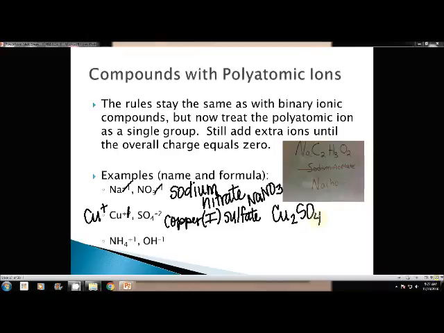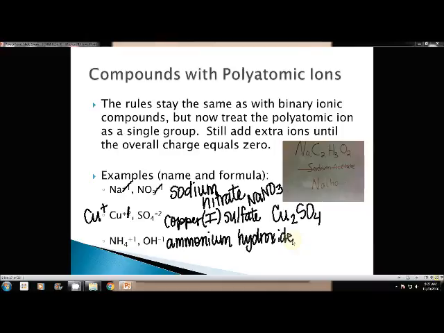Alright, the last one shows us that we can add two polyatomic ions together, because we do have one positive polyatomic ion, and that one is ammonium. And then OH minus 1 is called hydroxide. Okay. And then the charges do balance.